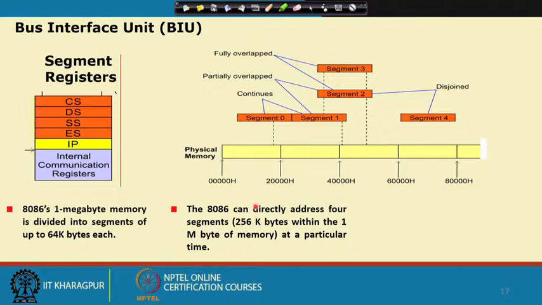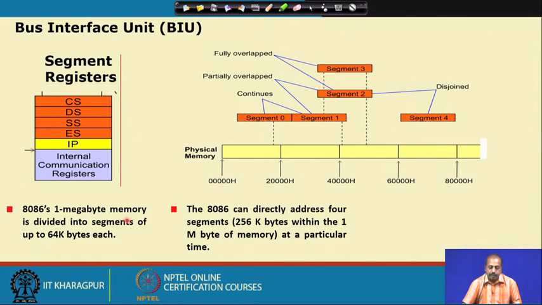Depending upon the programmer's requirement it can be done, but each segment the size will be 64K irrespective of overlapping or non overlapping. And then there are 4 such segment registers CS, DS, ES and SS. So, it can use these 4 segments. If all the segments are distinct from each other, disjoint from each other, then this 64K multiplied by 4, you can get 256 kilobytes within 1 megabyte memory.